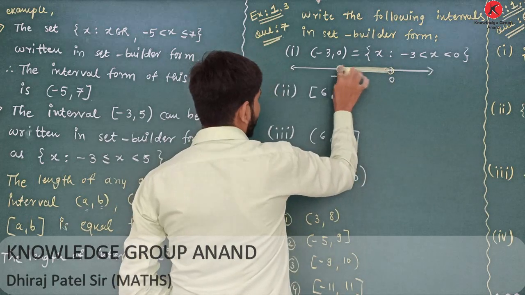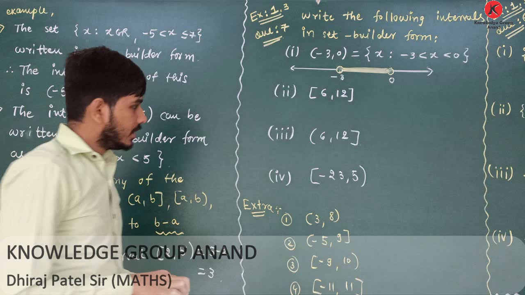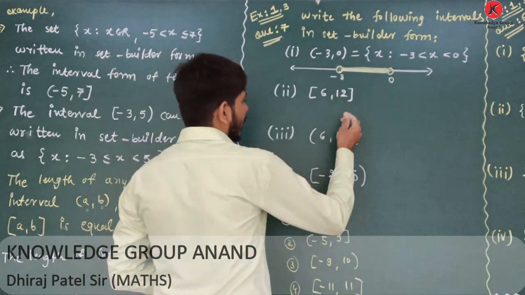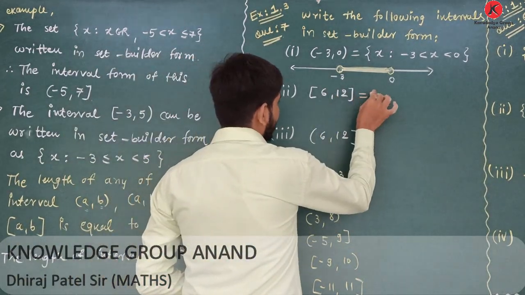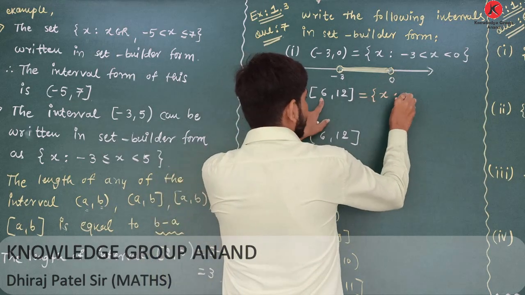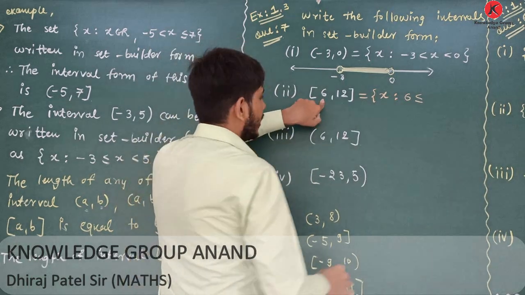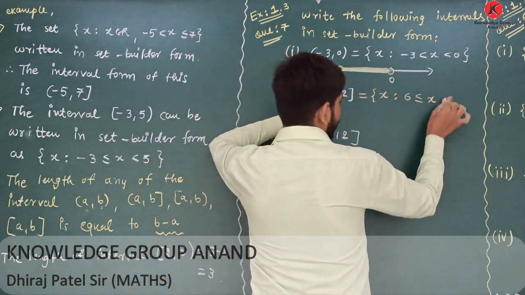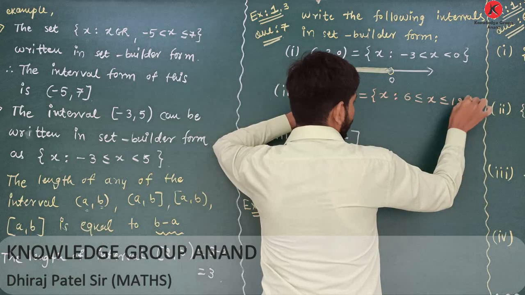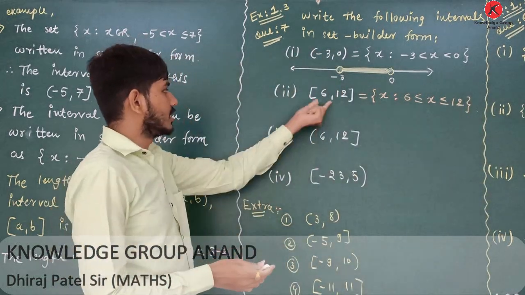Therefore, a hollow circle is there. Okay. Next one, 6 to 12. We can represent it in set builder form like x such that 6, we have to include 6, therefore less than or equals to sign is there, 6 ≤ x ≤ 12. This is the representation in set builder form of this interval.